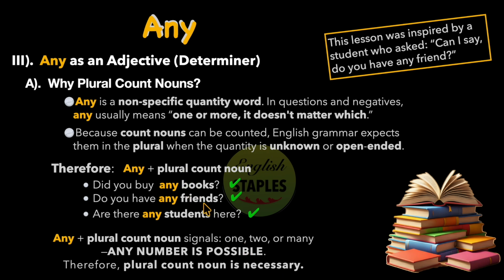So to answer that student's question, can I say, do you have any friend? No, you can't say that. You have to say, do you have any friends? Simply because of this rule. Any plus plural count noun. Any could be any possible number. So you have to use a plural count noun with it.